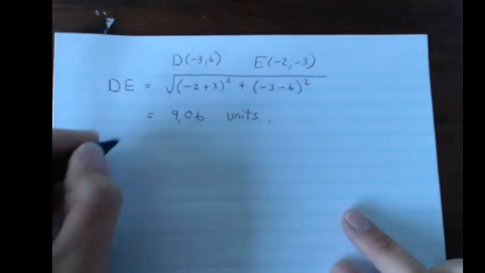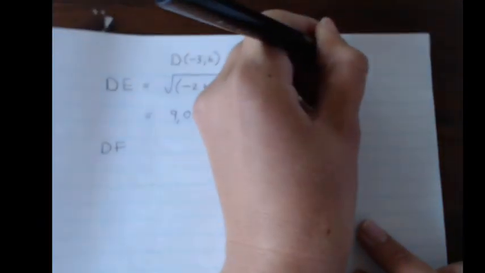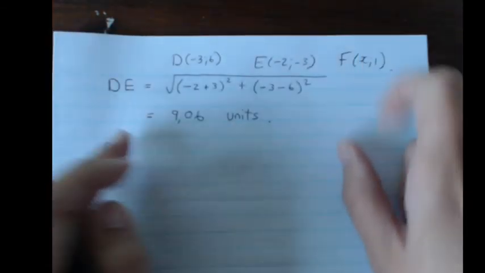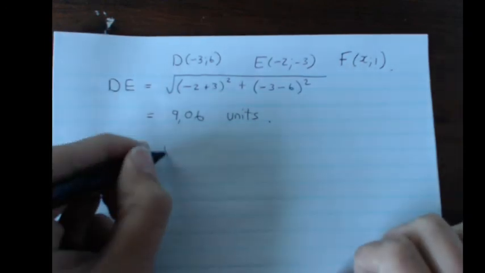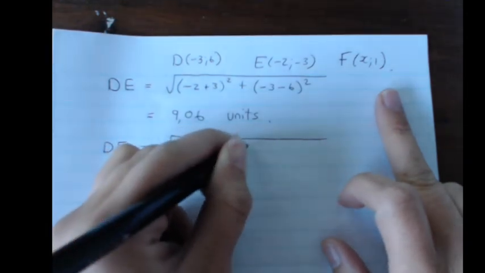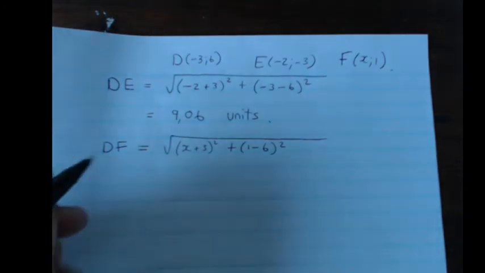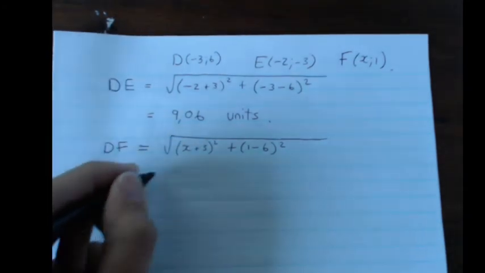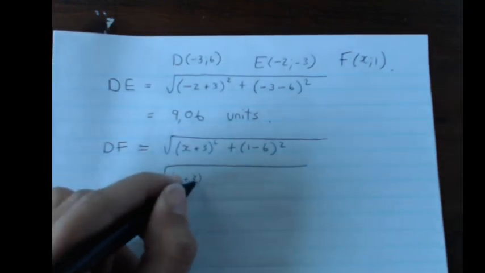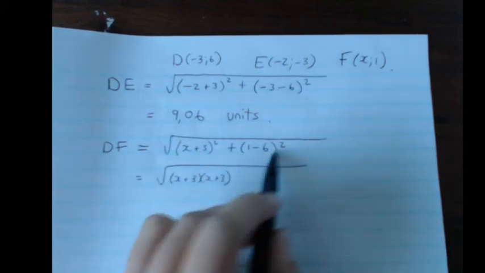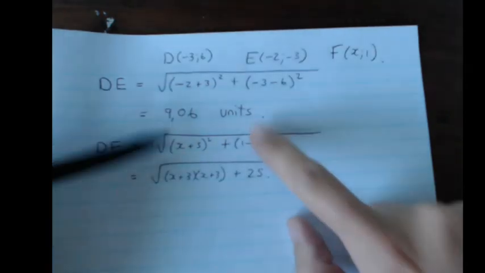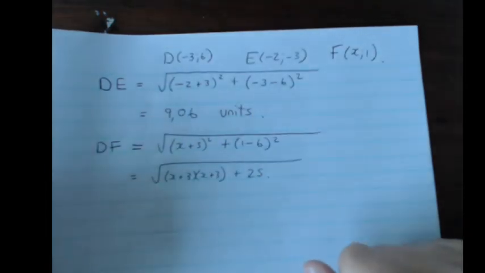Okay, so that's DE. Then DF, let me just write F here as well, is the point (x, 1). Yet again, if you need to write your coordinates there and your formula first, you can pause the video and do that. It should be x plus 3 squared plus 1 minus 6 squared, like that. Okay, and then this, I can just simplify, write that bracket twice, x plus 3, x plus 3. And this is -5 squared, which is going to be positive 25. Right, now these two things should be equal to one another.